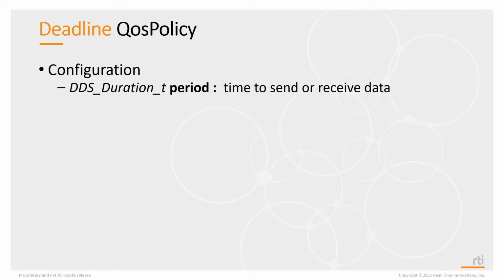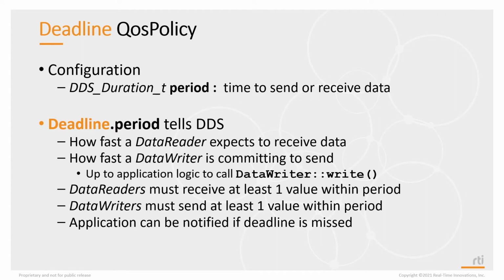So the deadline QoS policy is configured by what is known as a period. The period is a time interval of which to send or receive data. So what does deadline period tell the DDS? Well, if you configure it for a data reader, it's basically how fast a data reader expects to receive data. When configured for a data writer, it's really telling the DDS how fast the data writer is going to send data. And then it's really up to the application logic to send the data. So setting deadline period doesn't automatically get DDS to send the data for you. You have to send the data yourself.